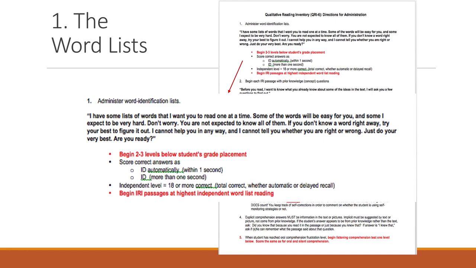So you're going to start 2-3 grade levels below the student's grade placement. There are 2 different ways that they can get it right. If they automatically identify the word within 1 second, that's going to go into the automatically identified section, and I'll show you that in a moment. And they can also get it correct if it takes them longer than a second, but they still get it right. We want to test until we get to the student's highest independent level, which is 18 or more correct on a word list passage.